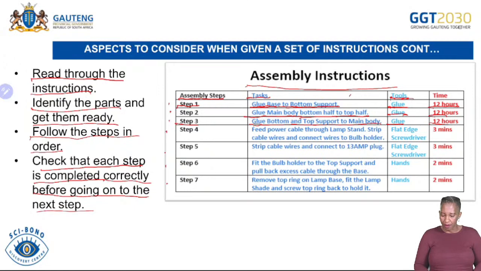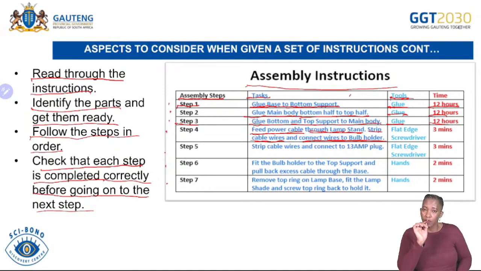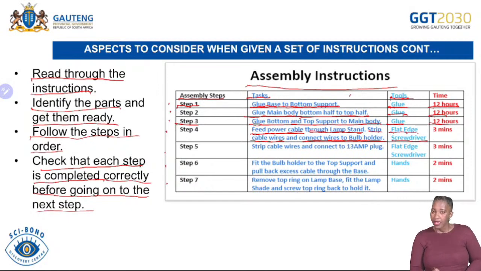So step number 5 there, it says feed power cable through lamp stand, strip cable wires and connect wires to bulb holder. So meaning they are telling you what to do. They say you must feed the power cable through the lamp holder stand, strip the cable wires and connect wires to bulb holder. And then they are telling us the tool that you must use in order to do that. It is a flat edge screwdriver. And then you do that for 3 minutes. And then after you have done that, you move on to the next step.